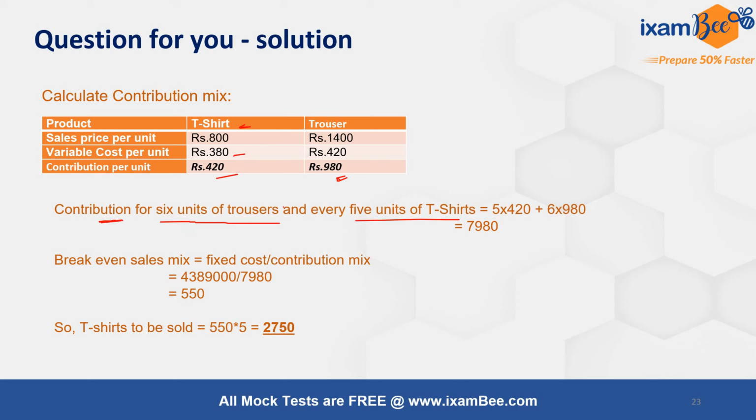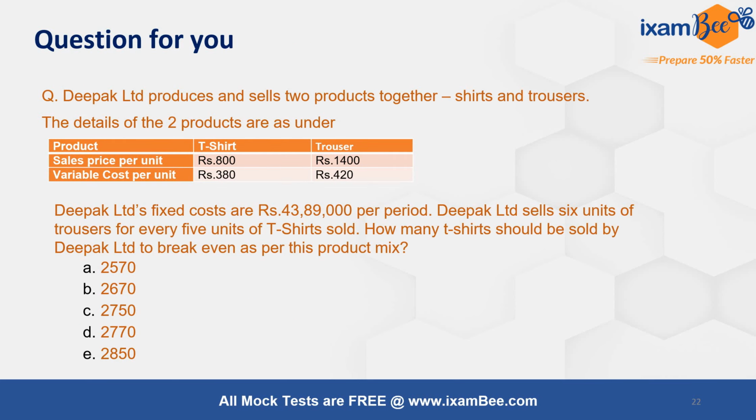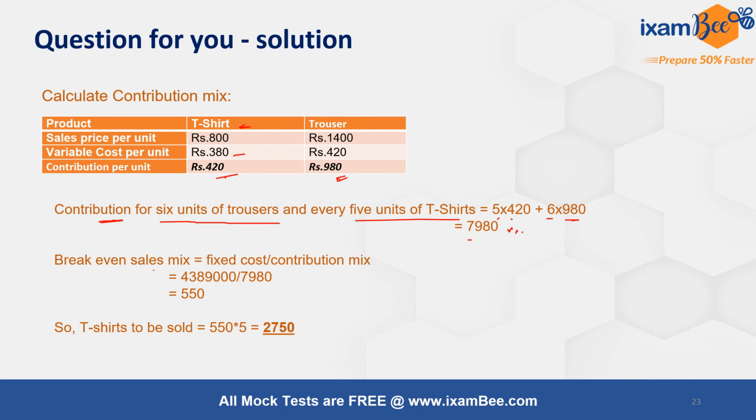What is my contribution mix? 5 units of t-shirts, which is 5 into 420, and 6 units of trousers, which is 6 into 980. So 7980 rupees is my contribution mix. Now I have been told that I have total fixed cost of 43,99,000, so this information has already been given to me. Now I can calculate my break-even sales mix: fixed cost divided by my contribution mix of 7980. This gives me a sales mix of 550 mixes, right?